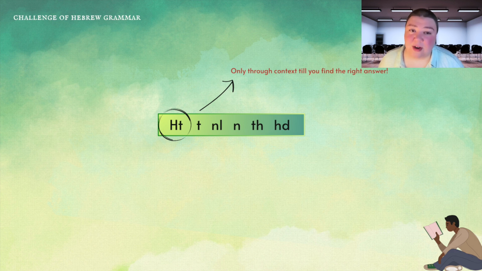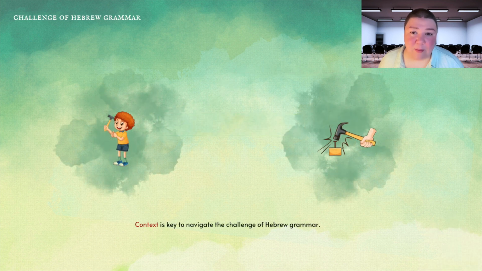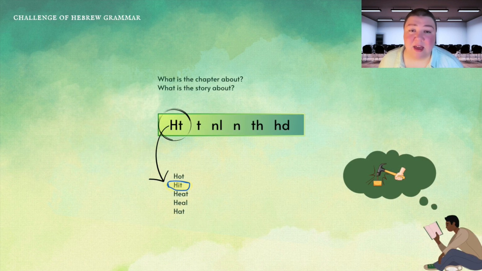Now, if you know the story is about a boy hitting a nail with a hammer, then this helps us unlock the text. Context is key to navigate the challenge of Hebrew grammar. Yes, we're talking about context again. Surprise, surprise. Even on a grammatical level, reading the text based on what came before and what came after is going to be everything. Your most important tool. You know whether to pick hot or heat or hit by asking, what's this whole thing about? What's the story about? What's the chapter about?